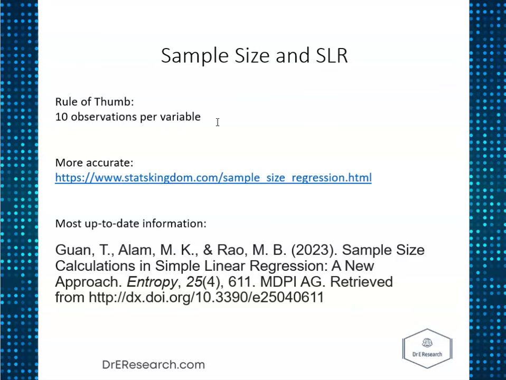So that's a very rough rule of thumb. To get a little more accurate, there's this calculator that you can use. It can be used for multiple linear regression as well. If you're doing simple linear regression, where it says number of predictors, you just put 1.